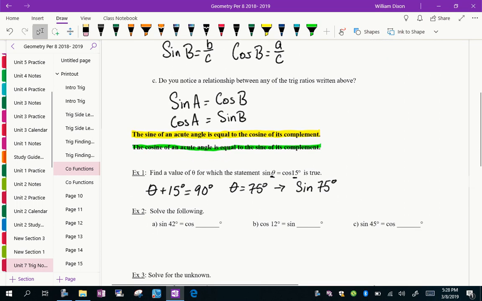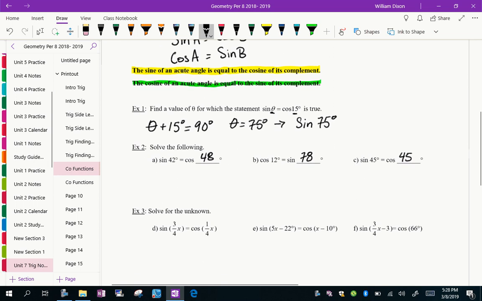All right, example 2. It says sine 42 degrees equals, well, the cosine of 48 degrees. And then the cosine of 12 degrees equals, well, the sine of 78 degrees. How do I know? Because they're complementary. And then the sine of 45 degrees has got to equal the cosine of 45 degrees.